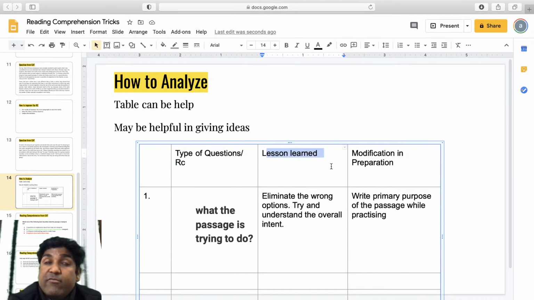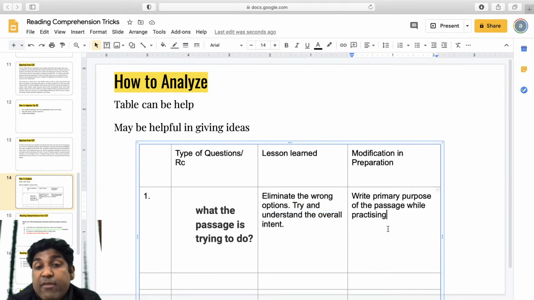And what are the lessons learned? The lesson learned is that we eliminated all the wrong options, and we tried to understand the overall intent of the passage. And while we were talking, remember, we were also trying to understand the primary purpose of every paragraph, although it was a little boring, but it was very helpful.